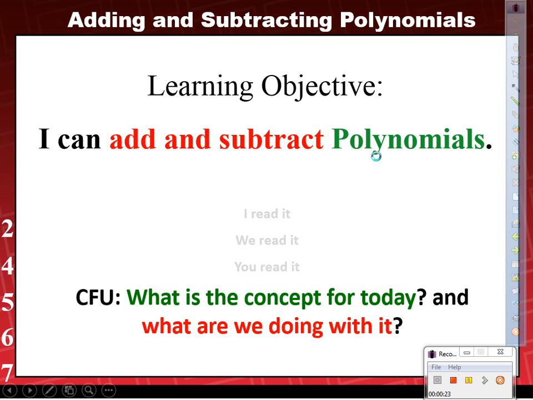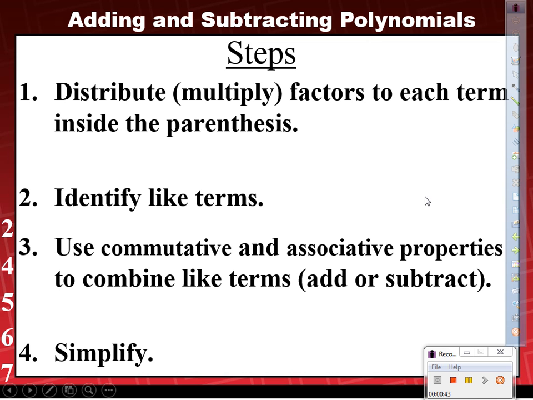So for today, instead of writing this at the top of your notes, I want you to write the steps. Write these steps down, please. There's only 4 different steps. Number 1, distribute, which is multiply the factor to each term inside the parentheses. Step 2, identify like terms. Step 3, use commutative and associative properties to combine like terms, which is add or subtract. And step 4, simplify.